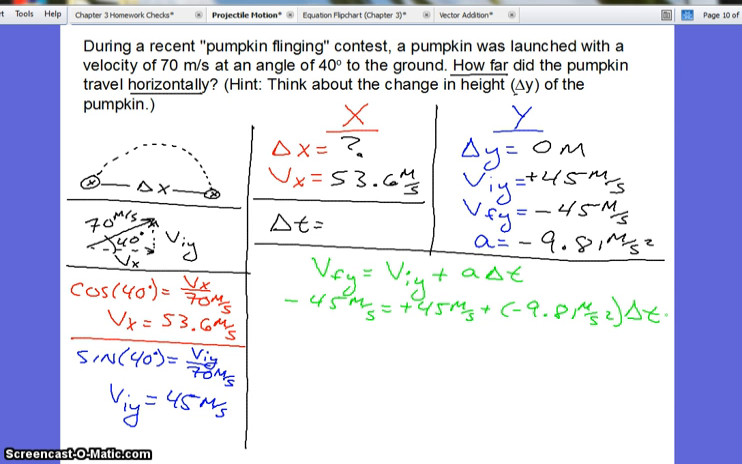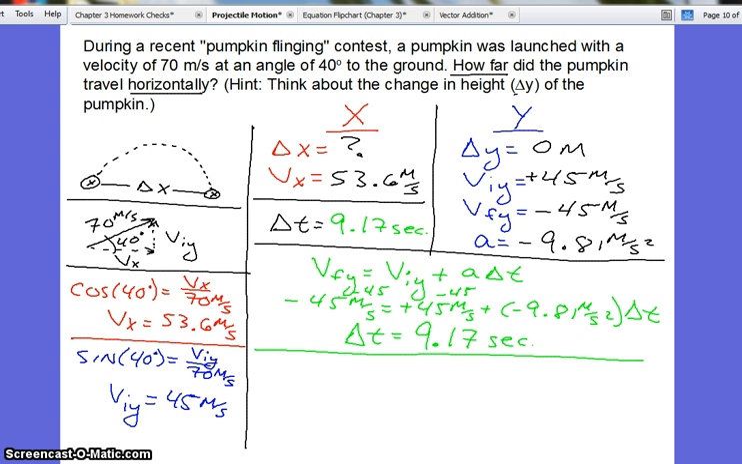Now when we solve for the time here, we first get rid of this positive 45, and you subtract that to the other side. The reason I point that out is that negative 45 minus 45 gives you negative 90, not 0, which is a mistake some students make. So we solve for time. We get the time as 9.17 seconds. And I always like to go back and write that in my chart, 9.17 seconds.